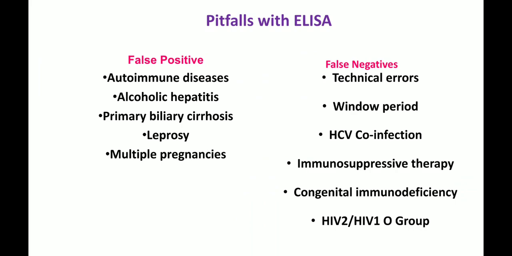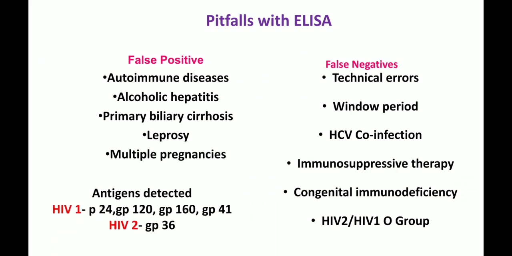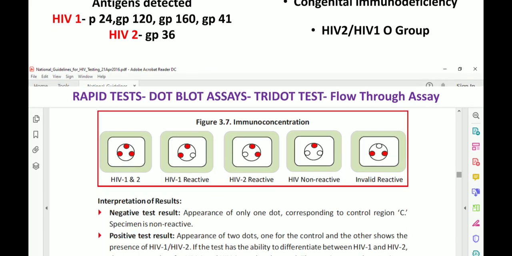Another condition where you have a false negative result is when the patient is co-infected with hepatitis C virus, the patient is undergoing immunosuppressive therapy, has congenital immunodeficiency, or is infected with HIV-2 virus or HIV-1 group O, the outlier group of the virus. So what do you see? You detect the P24, GP120, GP160 and GP41 antigens of HIV-1 and the GP36 antigen of HIV-2.